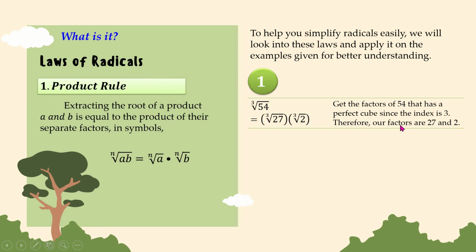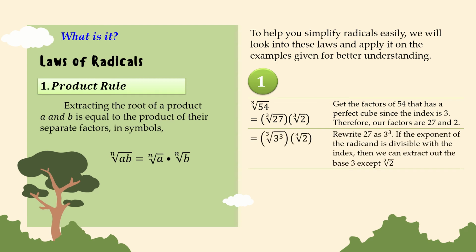Therefore, our factors are 27 and 2. Why 27 and 2, sir? Because 27 is a perfect cube. 27 times 2 is 54, right? 27 is a perfect cube. Where does the perfect cube 27 come from? Because 27 can be written as 3 cubed, 3 times 3 times 3. Okay, that one. So, the cube root of 27 times the cube root of 2.